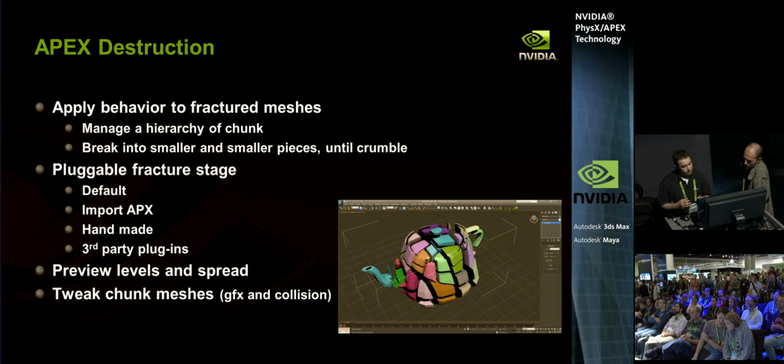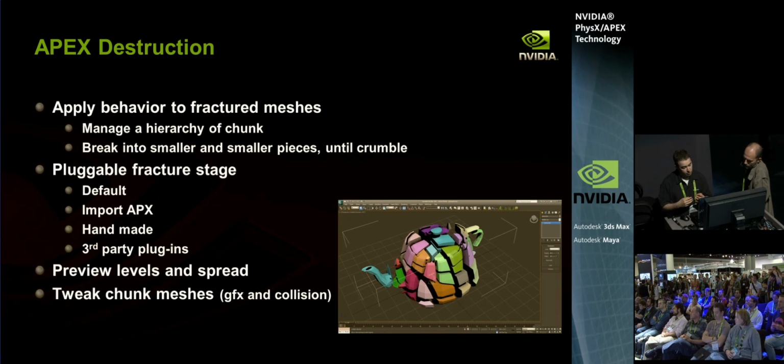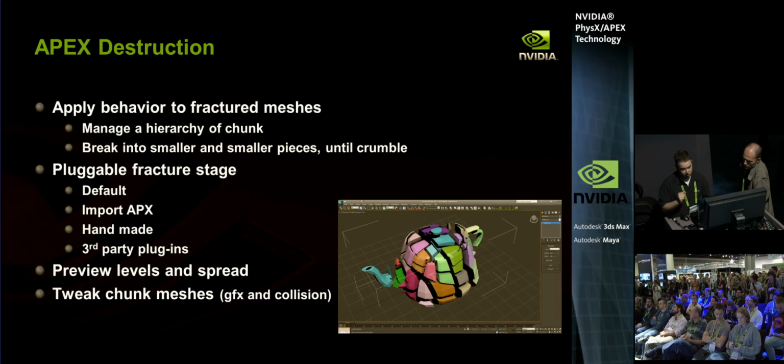So the basic idea here is that we're applying behavior to a fractured mesh. We manage the hierarchy in chunks and how it's going to break down into smaller and smaller pieces and potentially even crumble into dust, which is an optional feature, the crumbling.